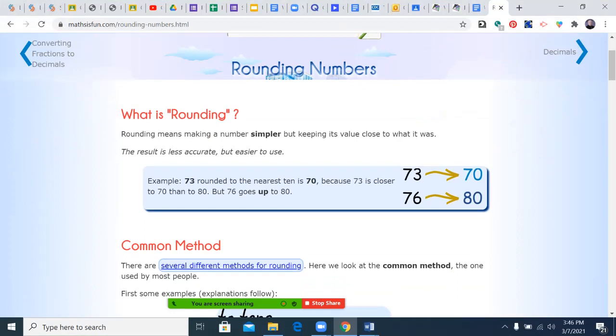For example, we were able to round 73 to the nearest 10 by looking at the 3 and deciding whether this was going to stay at 7 tens or 8 tens. And anytime that the number was less than 5, this spot would stay the same. So with 73, it was closer to 70, so it stayed 70. At 76, it went up to 80.